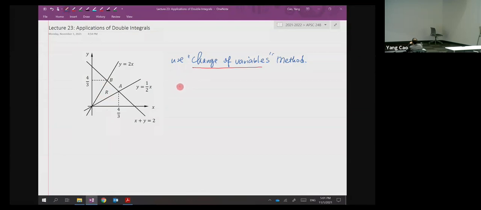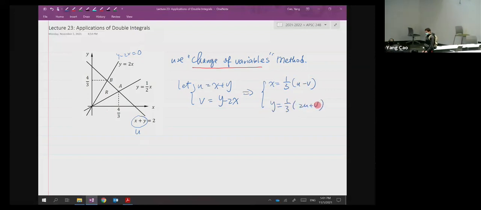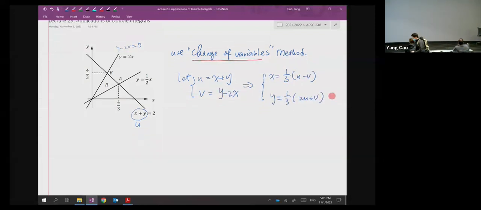But what we did is we let u equal x plus y, and let v equal y minus 2x. So this is basically the line here, y minus 2x equal to 0. Then we solve for x and y. Based on these two equations right here, we can get x equal to 1/3 (u minus v), and y equal to 1/3 (2u plus v). So that is the solution for x and y.